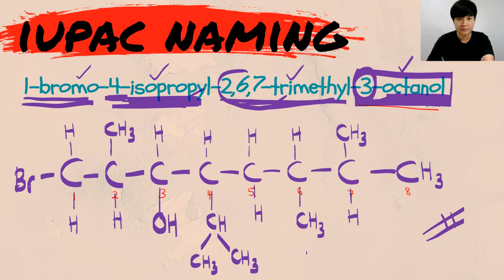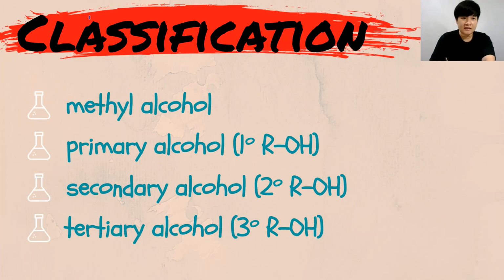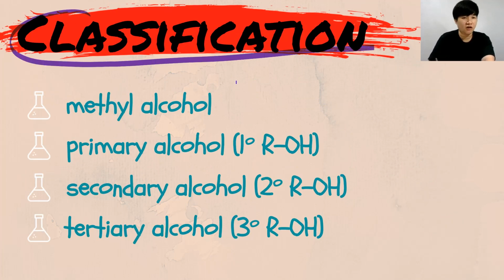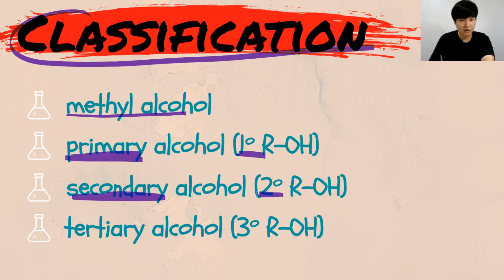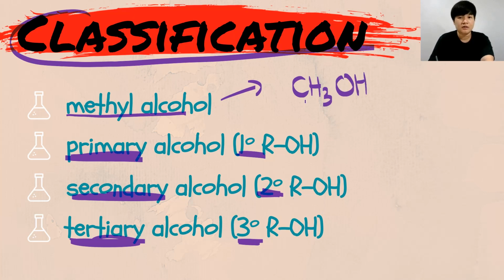of each carbon. Next, let's move to classification of alcohol. We can classify alcohol into 4 groups: your methyl alcohol, your primary alcohol, your secondary alcohol, your tertiary alcohol. Your methyl alcohol is only your methanol, CH3OH. That is your methyl alcohol, where the carbon is not bonded to any other carbon.